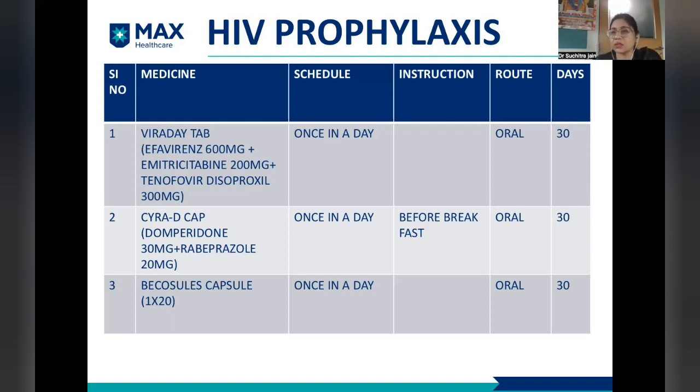Usually post-exposure prophylaxis gives a lot of emotional trauma to healthcare staff. Along with that, gastritis issues and anemia issues do happen. So we recommend, along with efavirenz or Viraday, which is a combination of efavirenz 600 milligram, tenofovir, and lamivudine 200 milligram, domperidone or rabeprazole to be given. This is a regimen given for 30 days.